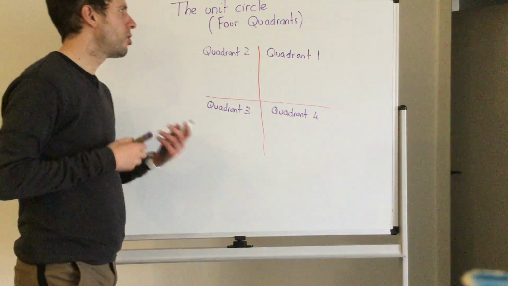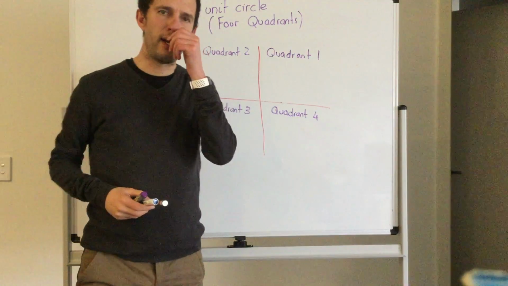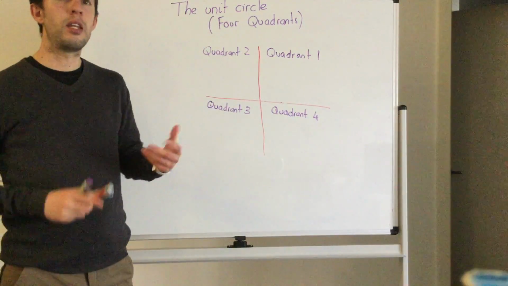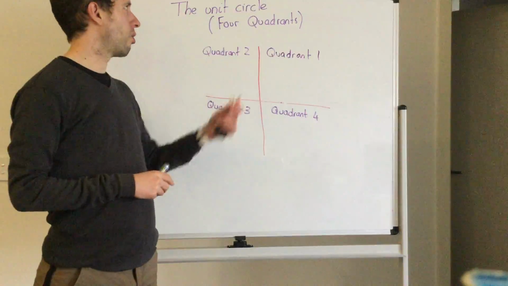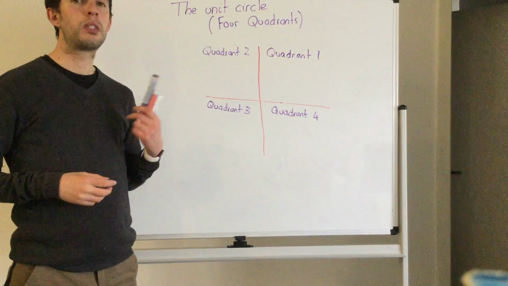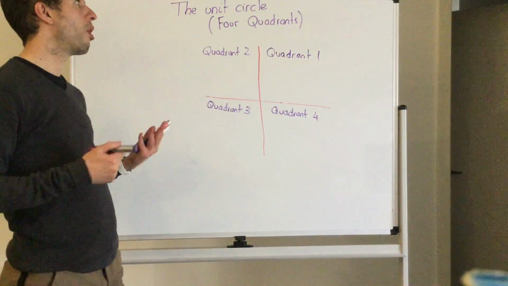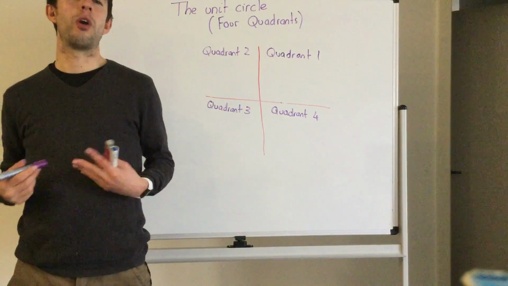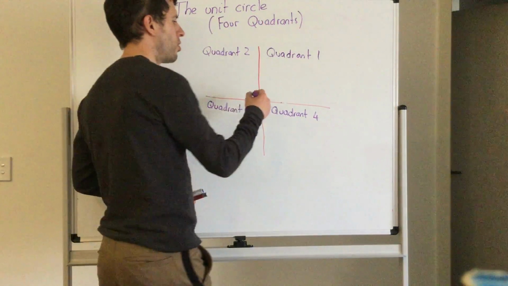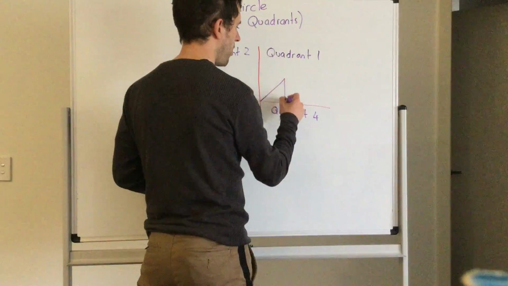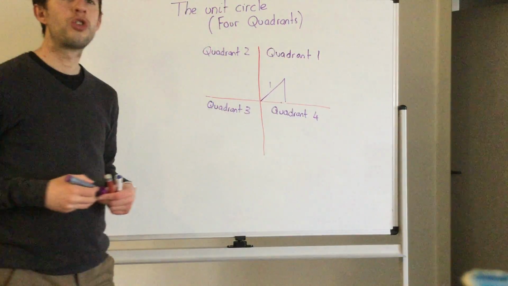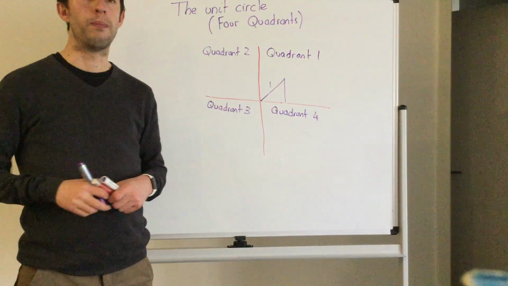Now, to really understand if it's positive or negative in these areas, we need to really understand how we work things out. So the first thing I'm going to do is draw a triangle, and to start off, I'm just going to have a triangle with a radius of 1.